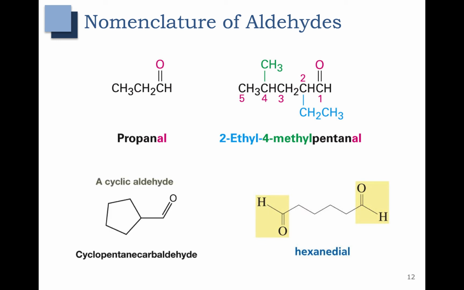Here's an example of a cyclic aldehyde. We call this cyclopentane carbaldehyde. This is kind of weird because now the aldehyde is attached to the cyclopentane ring. You don't have to know this one, but it's just kind of an FYI that once you have rings and aldehydes, the naming gets a little weird.